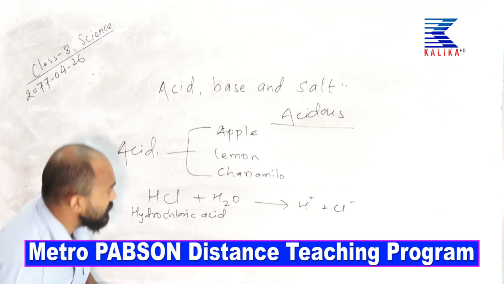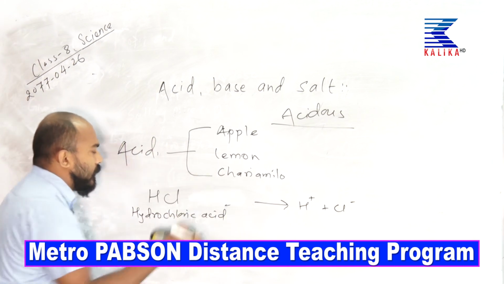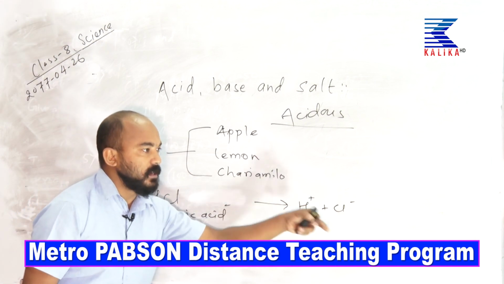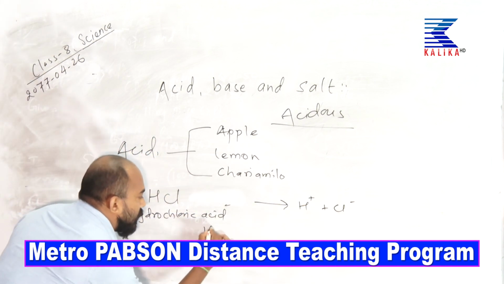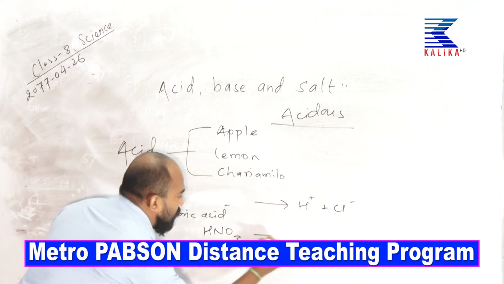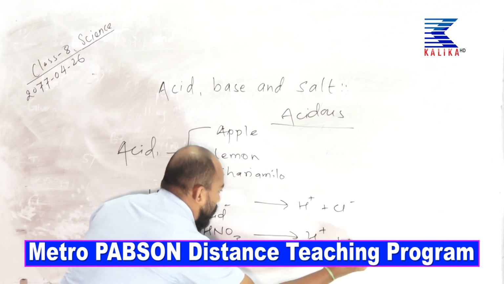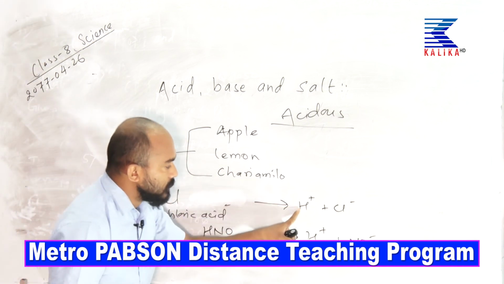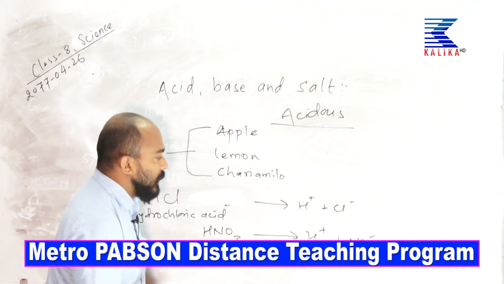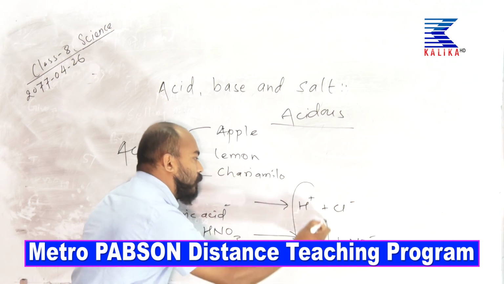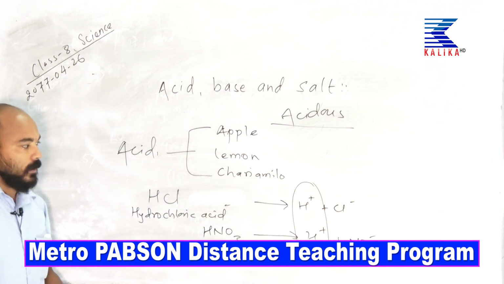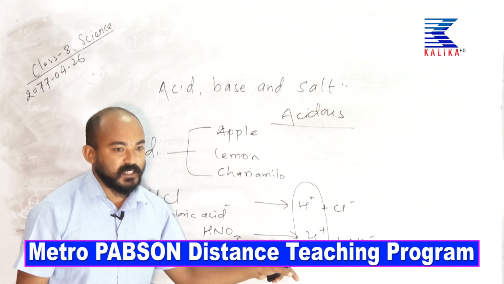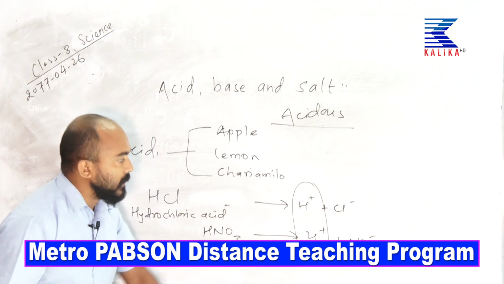We can write like this only, HCl gives H+ + Cl−. Similarly, another example we may take is HNO3, which gives H+ + NO3−. It is the hydrogen ion. If a substance, when dissolved in water, gives such ions, hydrogen ions, then it is an acid. This is one basic property.